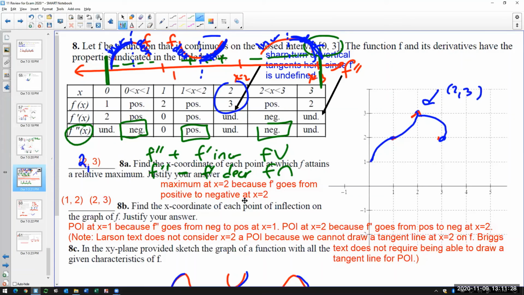Okay, next question. Where's my POI? Guys, the POI is when you change concavity, right? So look at all my concavity. Do I change concavities at 1? Do I change from concave up to concave down, or concave down to concave up? Yes. So there's 1 at 1. What about at 2? Do I actually change concavity? Yes. So this answer would be 1, comma 2.